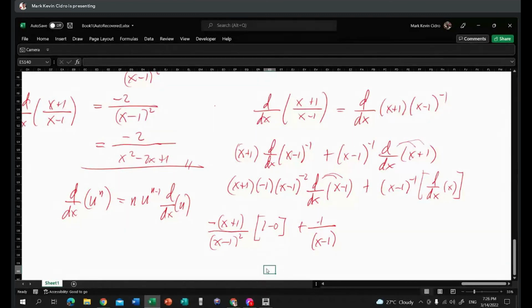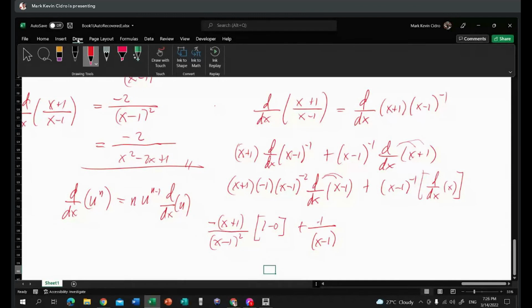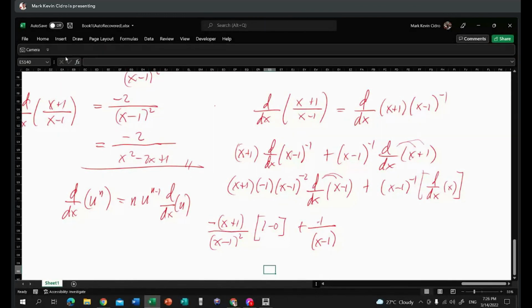Then derivative of x here, derivative of x is 1. Di ba? Hindi ko na ibubutang. Okay? You might be confused with this one. Wait lang. Let me erase. X minus 1 raised to negative 1 can be rewritten as 1 over x minus 1 raised to 1. Hindi natin ibubutang ang 1 kasi 1 man siya. Okay, so this one, d over dx of x is just 1.